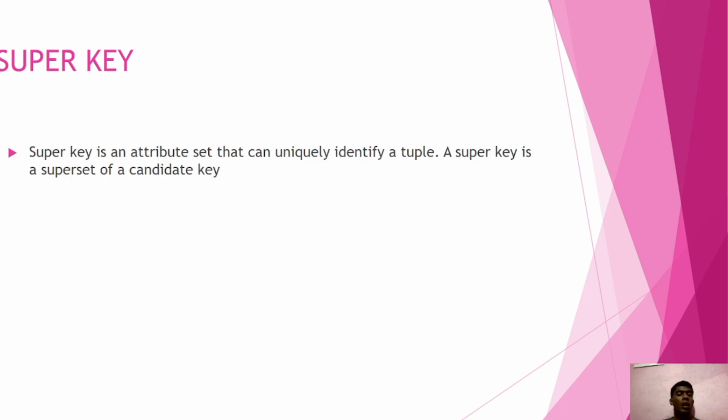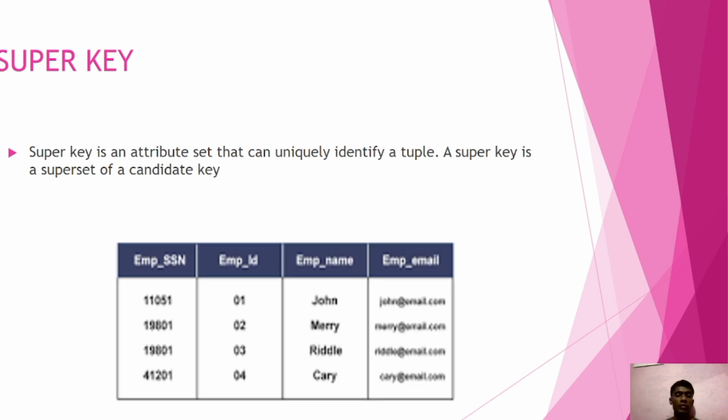Next is the important super key. We discussed it in candidate key, no? What is a super key? We know. A super key is an attribute set that can uniquely identify the tuples. A super key is a superset of a candidate key. We know that. It is an example of a super key.